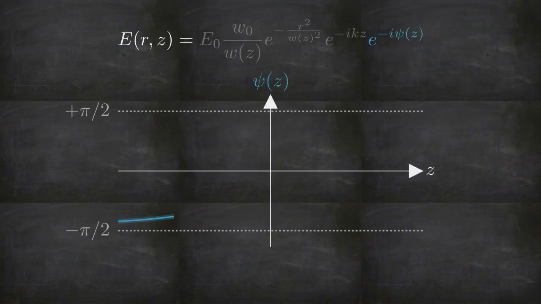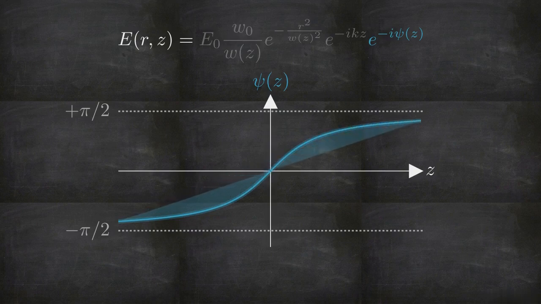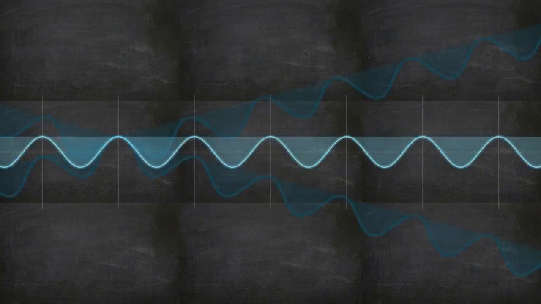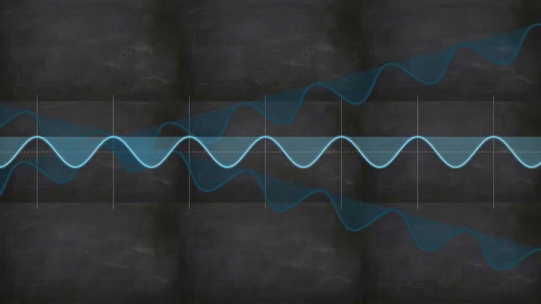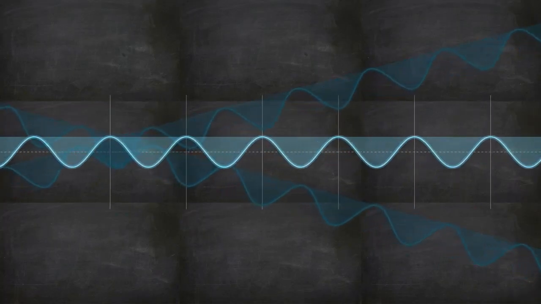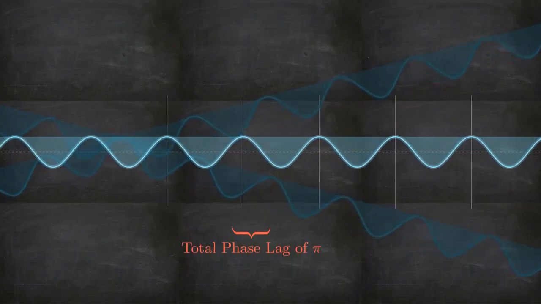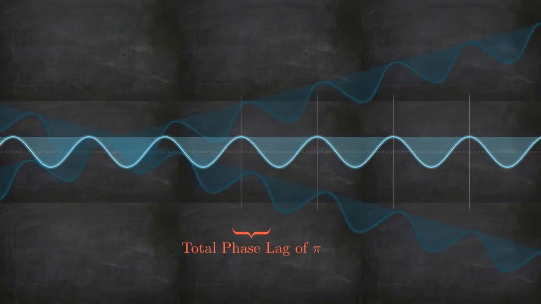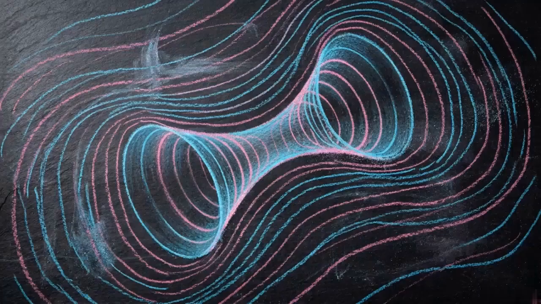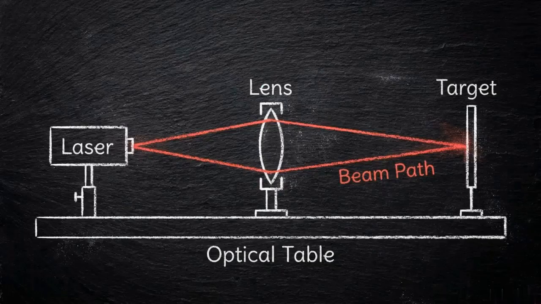As the beam travels through the focal region, this phase rises smoothly from negative pi/2 to positive pi/2. Physically, this shift occurs because a confined beam is composed of waves traveling at slight angles. These off-axis components travel slightly slower along the axis, resulting in a total phase lag of pi as the beam passes through the focus. These phase terms provide a precise map of the physical curvature and timing delays inherent in any focused wave.